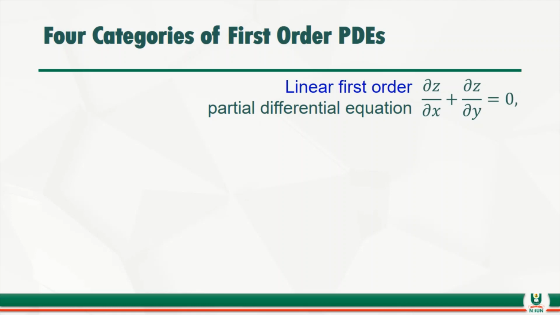Number 1 is linear. As you can see on the screen now, we have the partial derivative of z with respect to x plus the partial derivative of z with respect to y. And as you can see in that case, there is no multiplication there. We are not having any situation whereby the dependent variable is multiplying either itself or the derivative. So we call this one a linear first order partial differential equation.